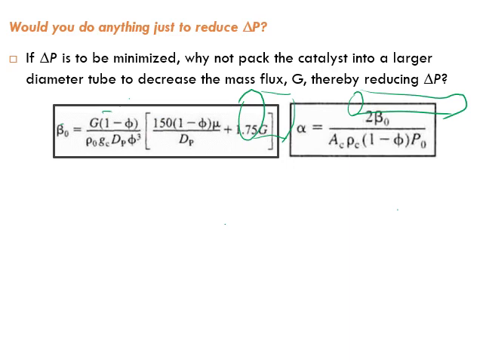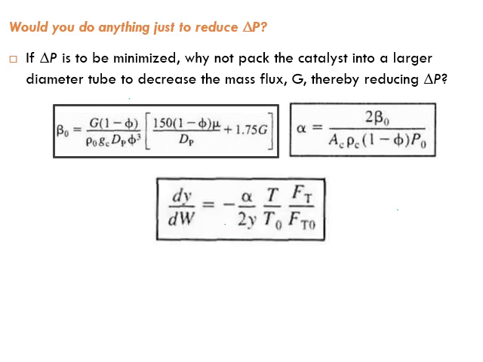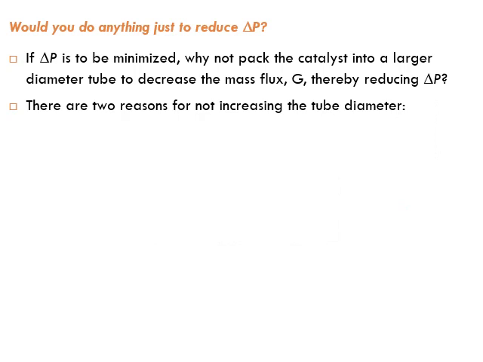Let me show you again the effect of G. If you have small G, because the diameter of the tube is large, so G is small. If G is small, beta naught is small. If beta naught is small, alpha is small. Remember, we said smaller alpha represents smaller pressure drop, right? So does that mean we want to eliminate pressure drop? Actually, you don't want to eliminate pressure drop. Some pressure drop is important.